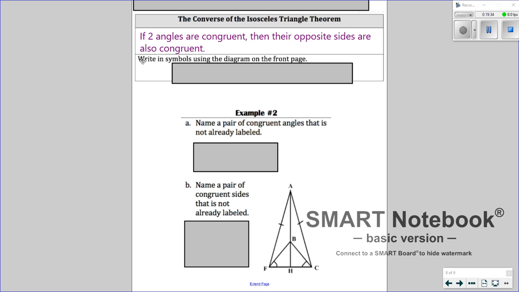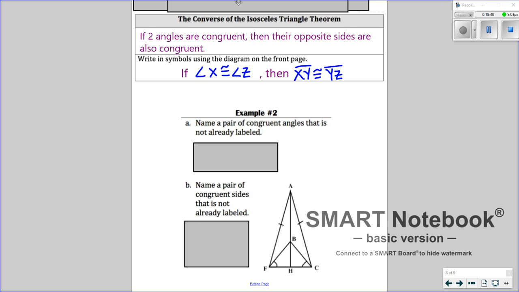So basically it's saying first that if the two angles are congruent, then the opposite sides are congruent. And using the symbol based on the diagram that we worked with in the beginning, if angle x is congruent to angle z, then segment xy is congruent to segment yz. All right, so for example number 2, it says name the pair of congruent angles that is not already labeled.